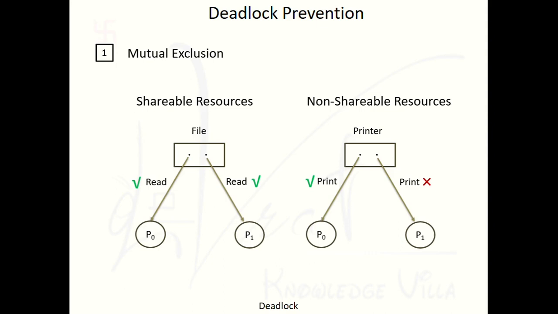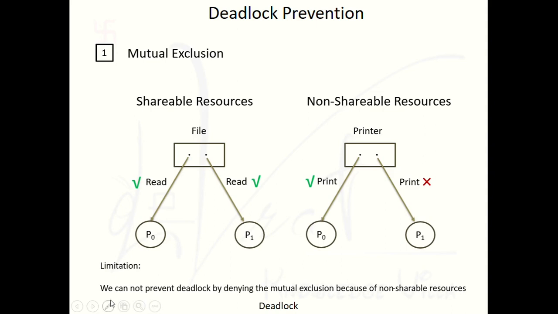The common fundamental is over here: a printer cannot bring 2 pages outside at a time. Get it? So I hope you are understanding. So the limitation of this situation is that we cannot prevent deadlock by denying mutual exclusion because of non-shareable resources. It means for non-shareable resources it is not possible to violate mutual exclusion, but for shareable resources we can violate mutual exclusion. Indirectly we can say that we can't guarantee to violate mutual exclusion.